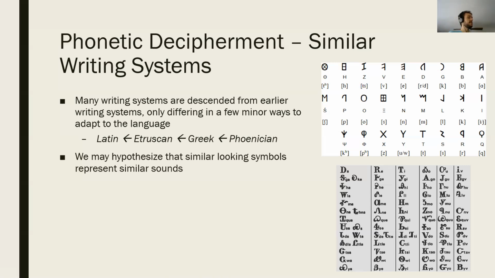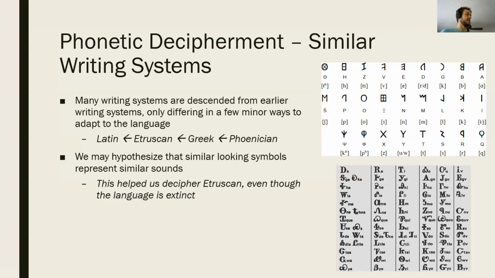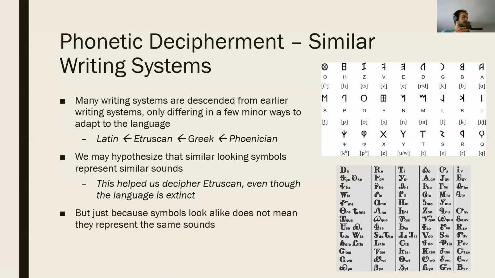We can hypothesize that similar looking symbols might represent similar sounds. So we could use this to decipher Etruscan, as I said, even though the language is extinct. That being said, just because symbols look alike doesn't mean they represent the same sounds. So this strategy doesn't always work. It only works when the languages are related.